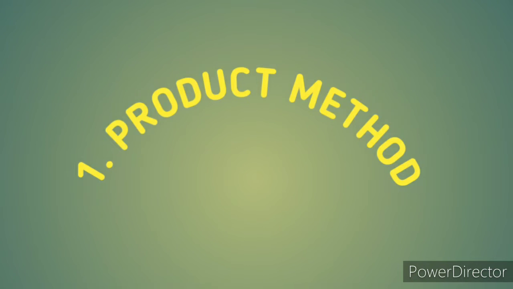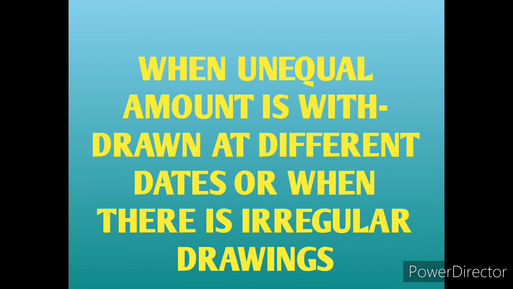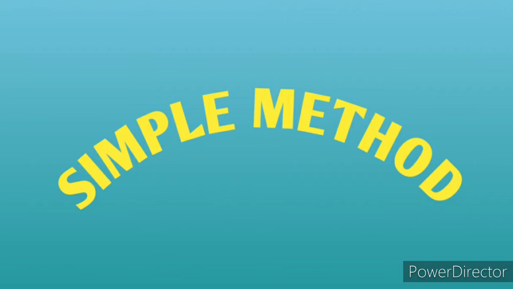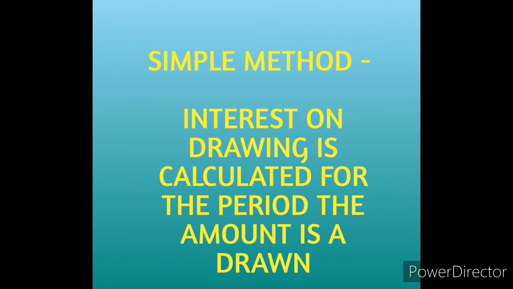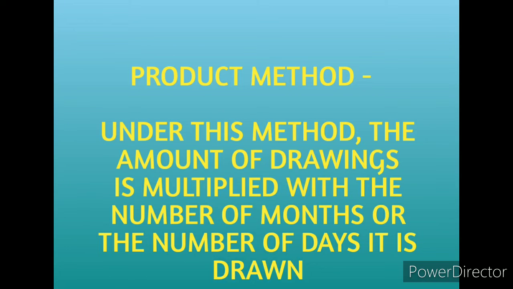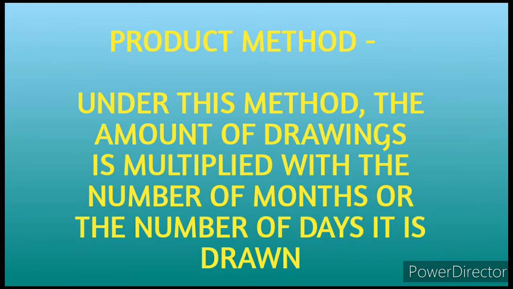When unequal amounts are withdrawn at different dates, or when there are irregular drawings, interest on drawings is calculated with the help of the simple method or product method. In the simple method, interest on drawings is calculated for the period the amount is withdrawn. The interest is calculated with reference to each drawing. In the product method, the amount of drawings is multiplied with the number of months or number of days as the case is.